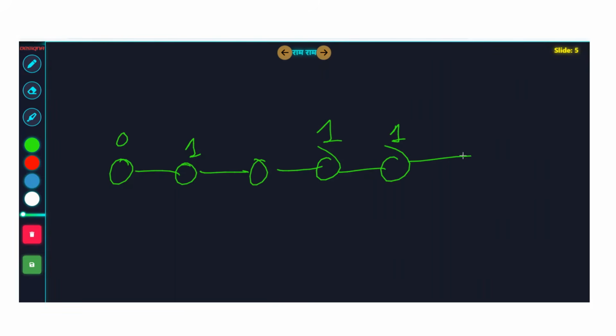So let me show it to you what I'm trying to say. Some people might not understand. So 1, 0. It's 1 like this. It's 1 like this. It's 0, 0, right? So this is your node 1 and this is your node n.